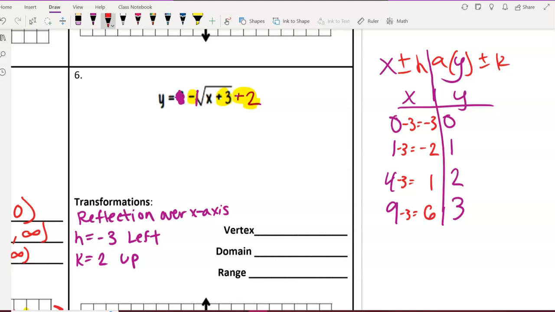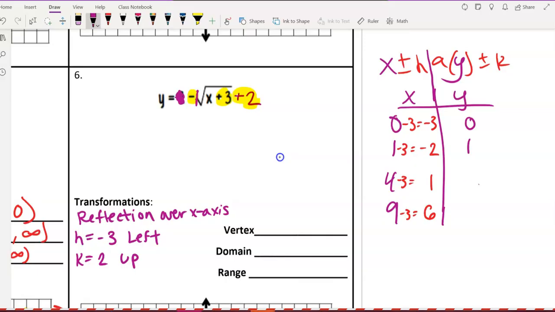Now for the y's, it says multiply by a and add or subtract k. Maybe we move these to the middle so we have more space. 0, 1, 2, 3. So we're going to multiply by the a value, which is just the negative. So multiplying by the negative, and then add or subtract k. We have a +2, so we add 2.